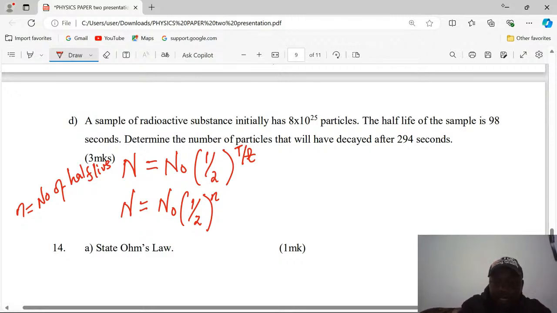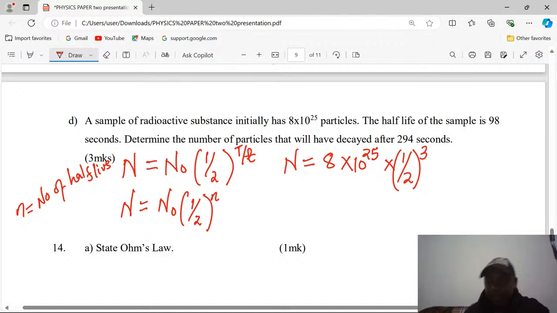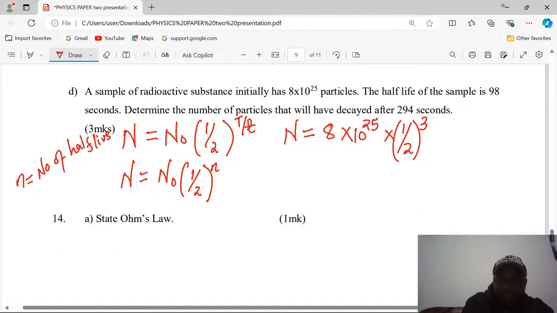So we will say that the remaining is equal to original number 8 times 10 power 25 multiplied by half, and half has been raised to 3, the number of half-lives. So when we take 8 and multiply by 1 over 8, we shall get 1.0 times 10 power 25 particles.